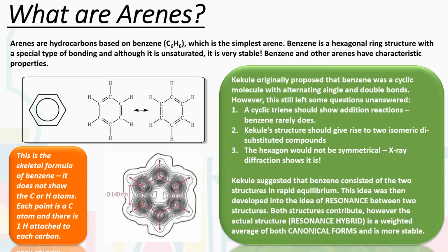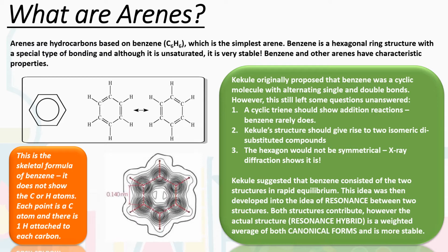So what are arenes? Arenes are hydrocarbons that are based on benzene. Benzene is C6H6. It's shown in the middle here, either as this hexagon with a ring in the middle, or actually writing out the carbons and hydrogens, so not a skeletal formula as shown on the left, but actually drawing out the displayed formula with alternating double and single bonds. And benzene is the simplest arene.